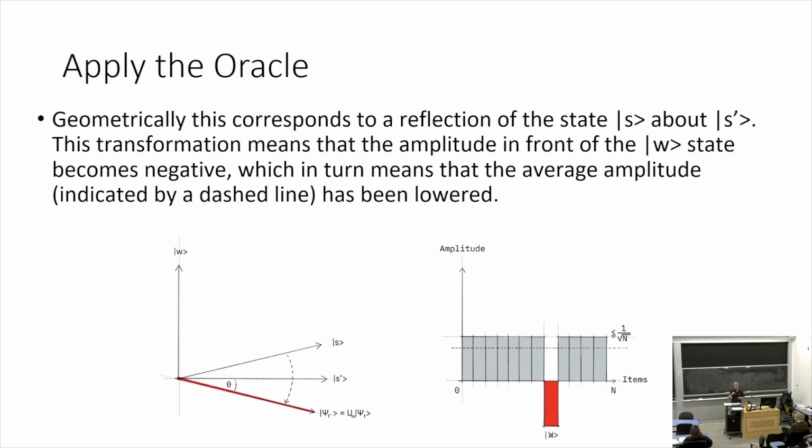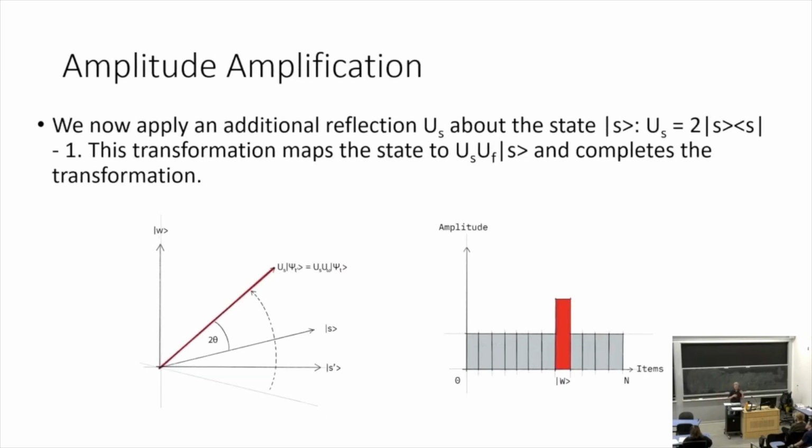So that's the reflection. Now we're going to reflect again. Step 3, we apply an additional reflection. We're going to call it U of S, and we're going to apply it about the state S. So U of S equals 2 times the outer product of S minus 1. It's shown in the left-hand graphic. This transformation maps the state U_S U_F on S and completes the transformation.